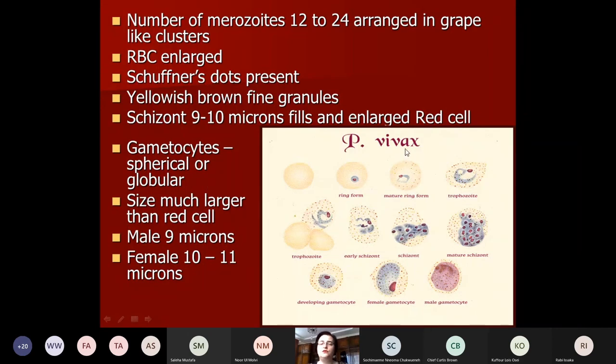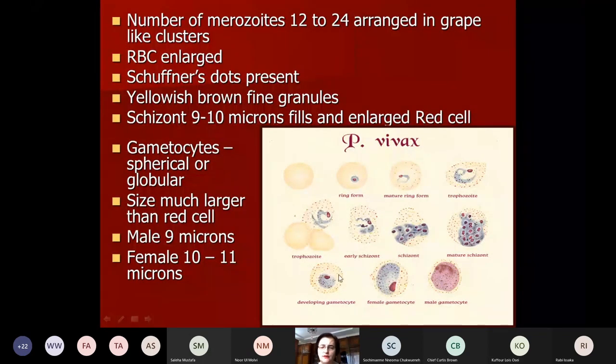Plasmodium vivax. What will we see? Number of merozoites from 12 to 24. Here you can see already a mature schizont. Imagine that it ruptures and all merozoites again will infect the red cells. Red blood cells will become enlarged, you see. Schüffner's dots are present. What is this? Yes, yellowish-brown fine granules. Schizont 9-10 microns fills an enlarged red cell.